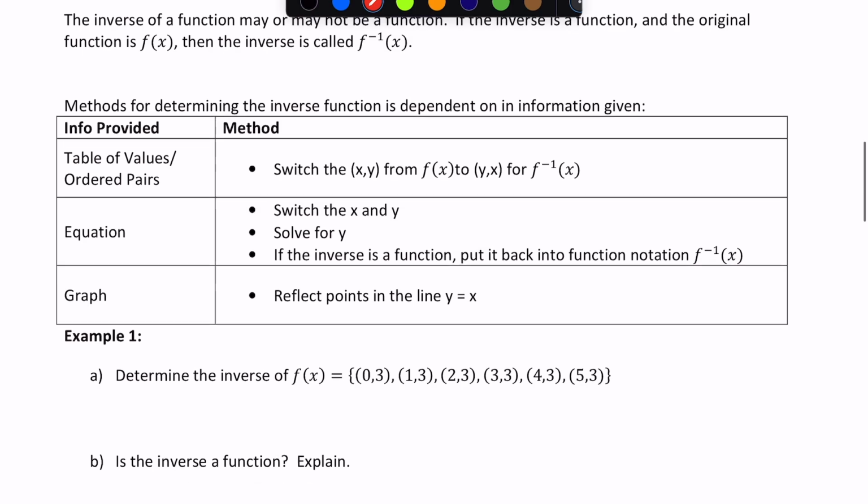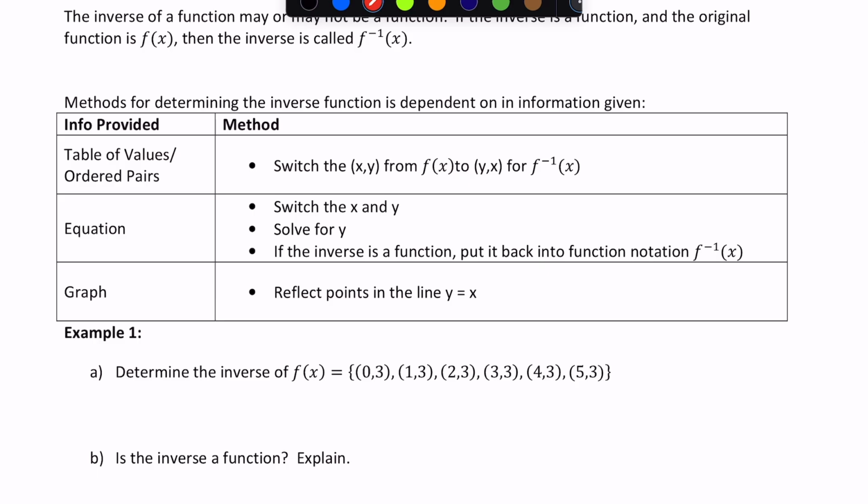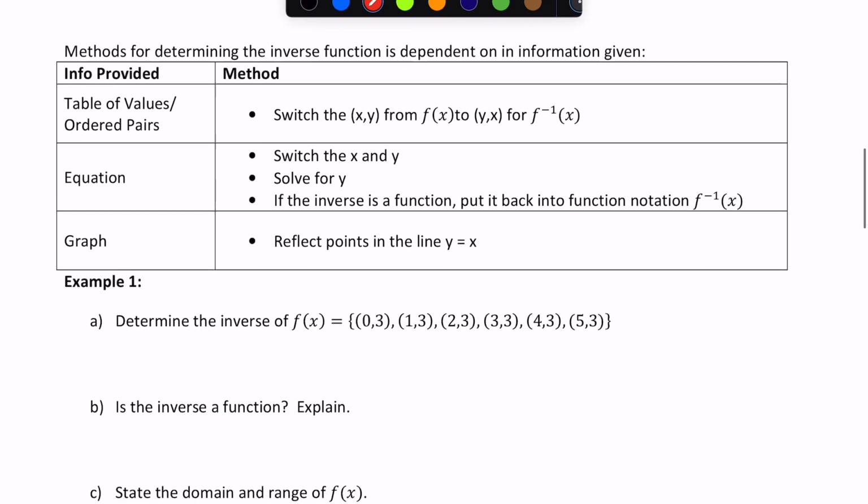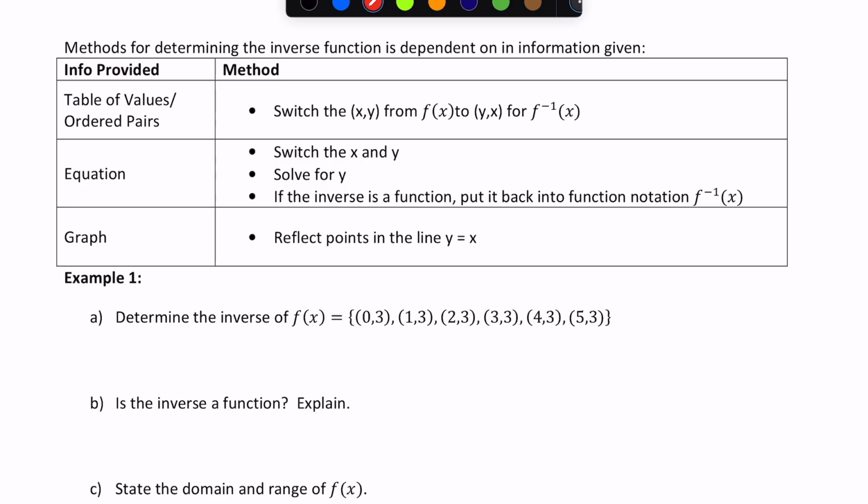If we're given table values or ordered pairs, we switch the x and y from f of x to y and x for the inverse. If we're given the equation, we switch the x and y and we solve for y. And then if the inverse is a function, put it back into function notation as f -1 of x. And finally, if we have a graph, we can reflect the points in the line y equals x.